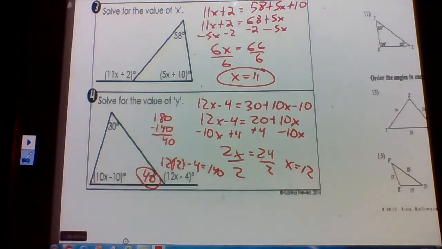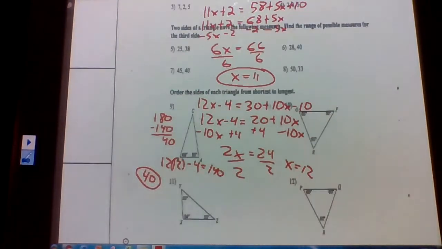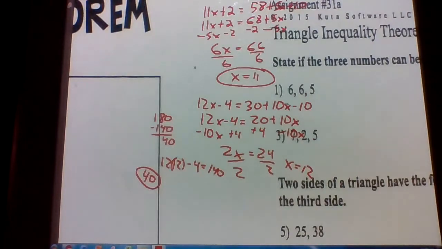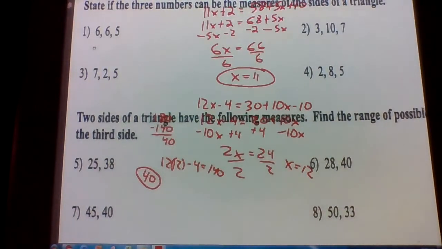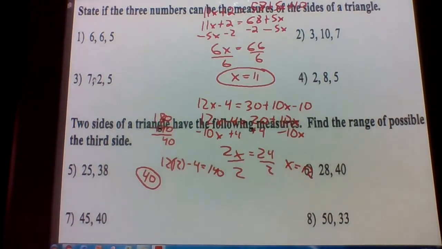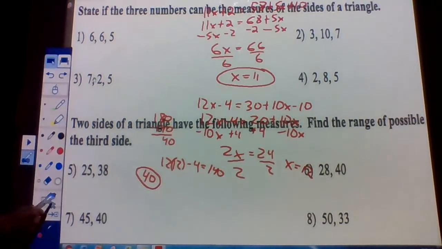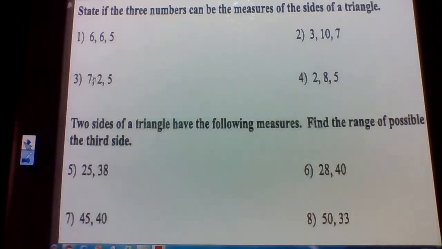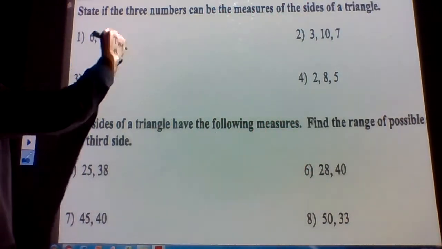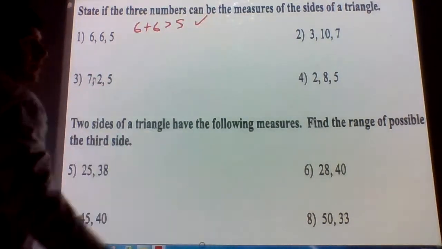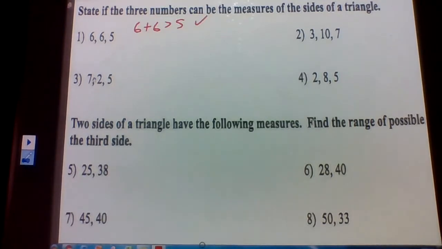Go to the other side of the page. We have the triangle inequality theorem. So the triangle inequality theorem says that two sides of a triangle need to add up to more than the third side. So we need to check and see here. Two sides are 6 and 6. So 6 plus 6 has to be greater than 5. And it is. We're good, right? 12 is greater than 5.